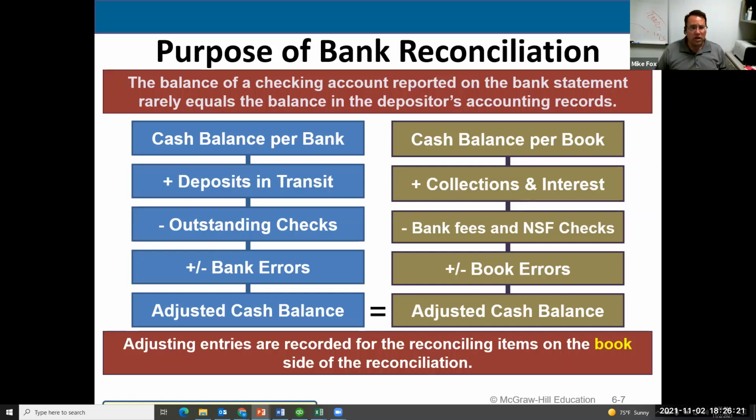sometimes we will deposit money in the bank right near the end of the month. And so even though we've recorded that deposit on our books, it's not yet showing up on the bank statement when we get it. Sometimes we'll have outstanding checks. I don't know if you ever had this happen. You write a check and you give it to somebody. Also, many of my students have never written a check in their life because they just use debit cards for everything.